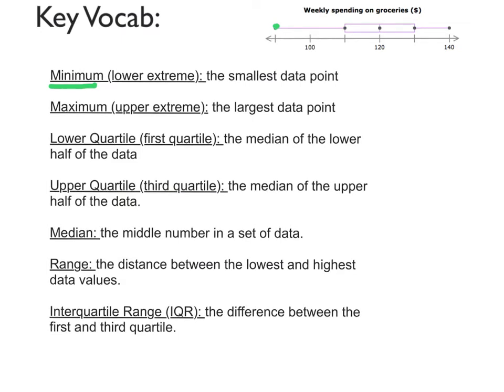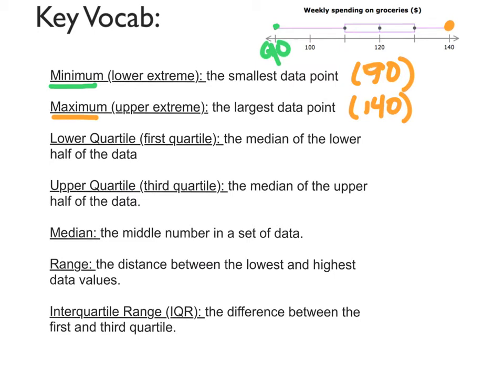And that actually looks like that's about $90, it looks like it's counting by tens. So the maximum, or the upper extreme, is the largest data point. So if I look way up here, that would be 140 on this graph. So here we had 90, that was the lower extreme, and then 140 was the upper extreme.